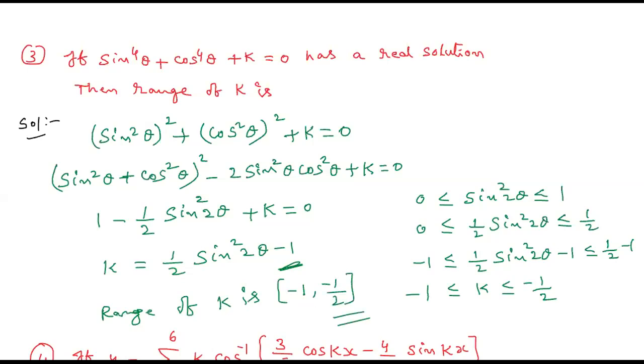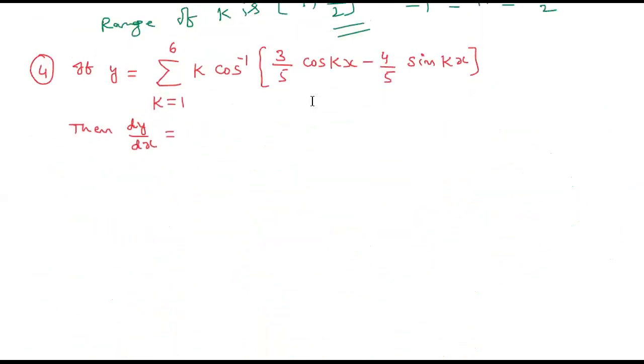Okay, this is also an easy question. Next, I am going to the fourth question. This is a derivative related question. Now here observe that y is equal to the sum from k equals 1 to 6 of k into cos inverse of (3 by 5 cos kx minus 4 by 5 sin kx). Here cos inverse is there. This also we convert into cos. Take one right angle triangle.